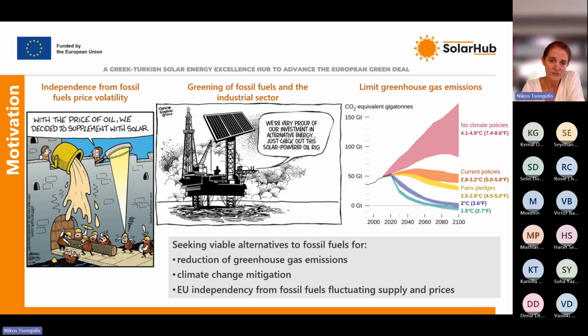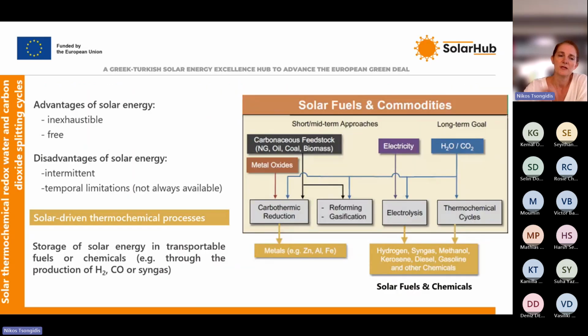And there are also several other reasons that trigger the research around solar energy and in general alternative energy sources, and that have to do with the price volatility of fossil fuels and the overall effort of the industrial sector in greening the industrial processes, as well as the effort to limit greenhouse gas emissions. So we target alternative energy sources for the production of fuels.